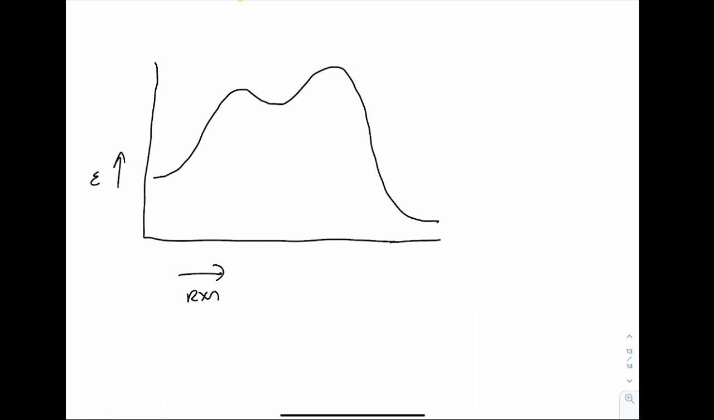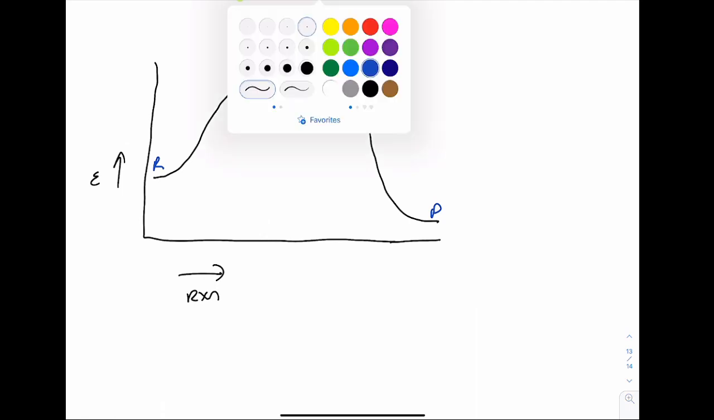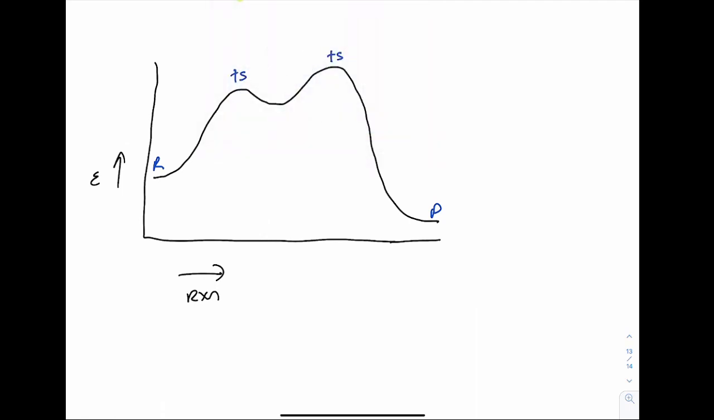So this is one where I'm going to see an intermediate. So this is going to be my reactants. This is going to be my product. I actually have two transition states. And then this dip is going to be my intermediate. So I'm just going to put an I there. I is my intermediate. When we were looking at our mechanisms, right, I said an intermediate is still high in energy, but it's not as high in energy as my transition state. So it does dip down a little bit.